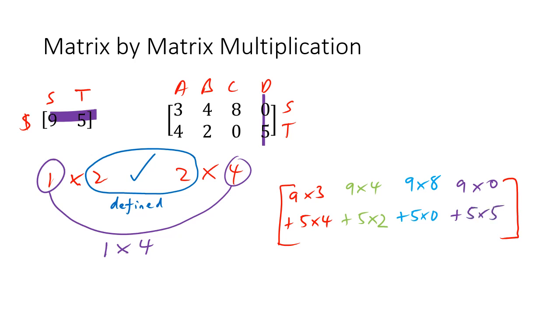And so if we put all that together in our final answer, 9 times 3 is 27, and 27 plus 5 times 4, that's 47. And then our next number is 9 times 4, which is 36, plus 5 times 2, which is 10, so that's 46. And then we've got 9 times 8, which is 72, plus 0, so that's 72. And we've got our last one, 9 times 0 is 0, plus 5 times 5 is 25. And that is our final answer, but that's the way it works, okay?